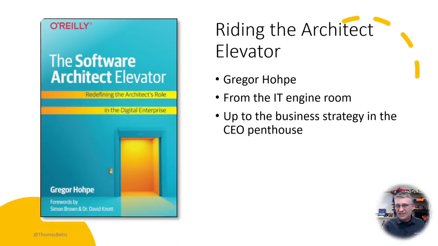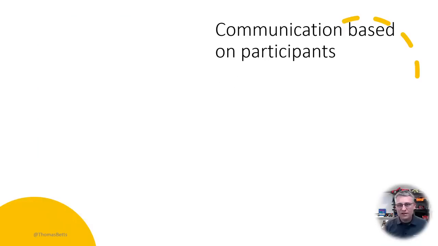So the design team is just one group that an architect will interact with. Architects need to work with the engineering teams that build the software, as well as a lot of business stakeholders, especially that time gathering information and communicating decisions. That means working with people across the company. And Gregor Hohpe describes this as riding the architect elevator from the IT engine room up to the CEO penthouse. My advice before you step off onto a different floor, always keep in mind, know your audience. How are you going to communicate to those people on that floor?